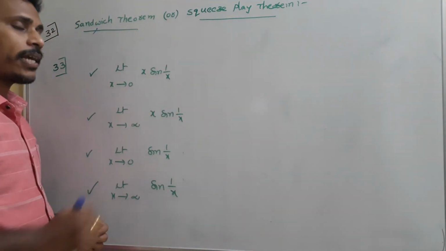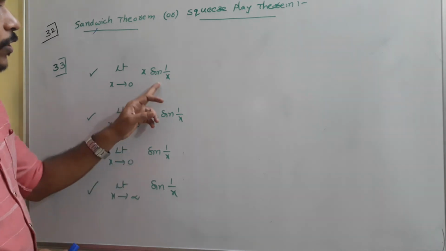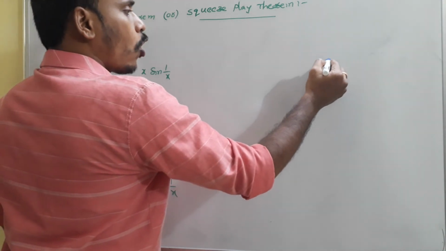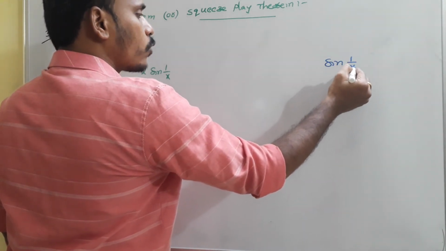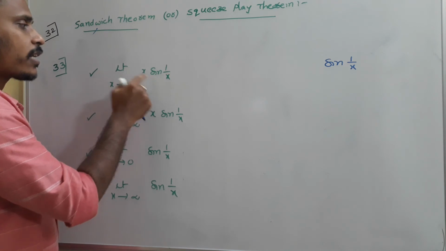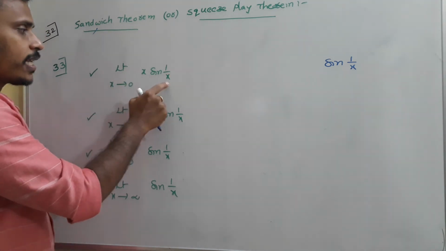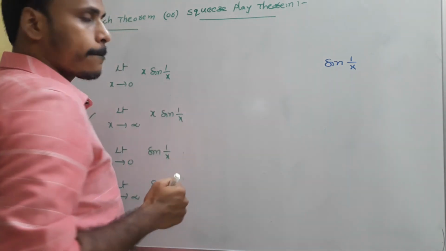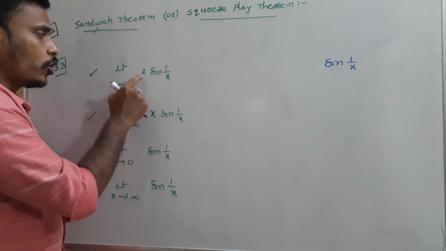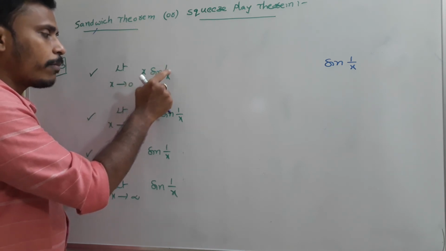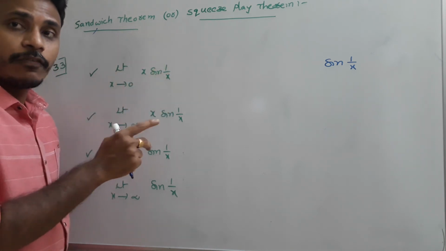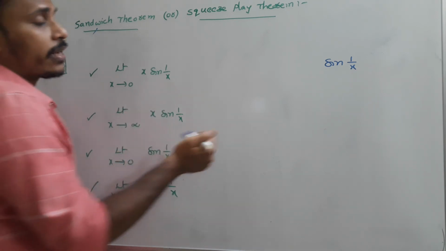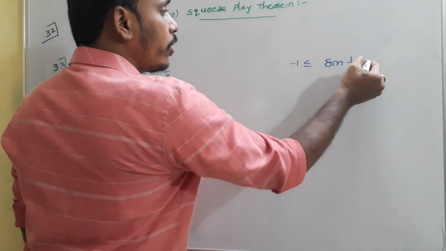Limit x tends to 0, x sin 1 by x. As we know, sin 1 by x is in between minus 1 and 1, right? So the sine function is always in between minus 1 and 1. When you replace x directly with 0, the limit actually does not exist, as x tends to 0, 1 by x is infinity. So sin 1 by 0 is sine infinity. Sine infinity, we don't know the exact value, okay? And that's why we are thinking of another idea. Sin 1 by x value is always in between minus 1 and 1.